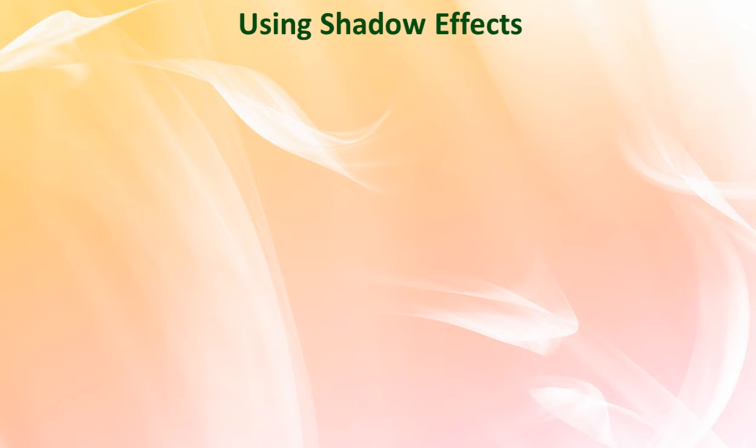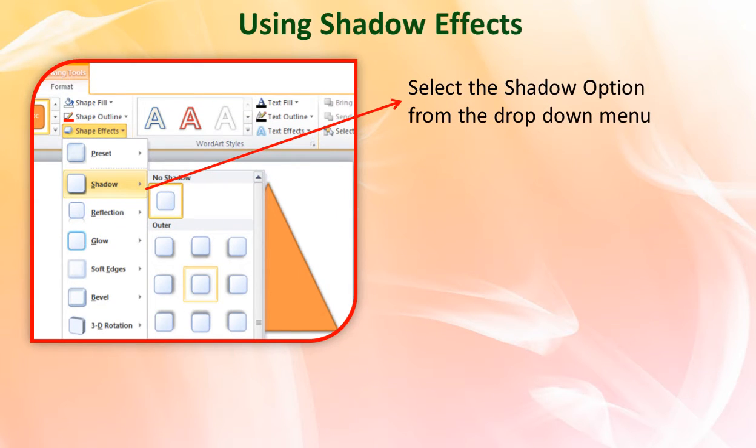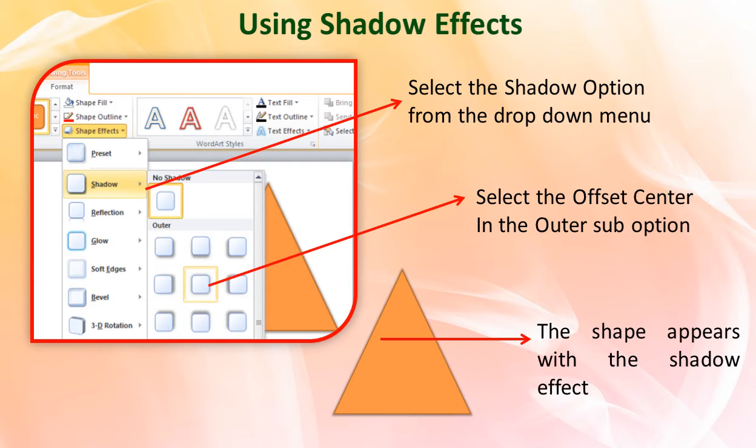Continuing shadow effects with the previous slide. You will have to choose a shadow option from the drop down menu. Then select the offset center in the outer sub option. Then the shadow effect will appear on the shape.